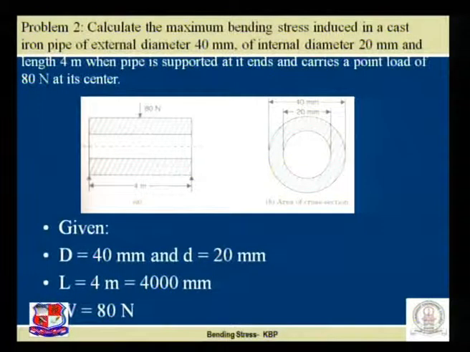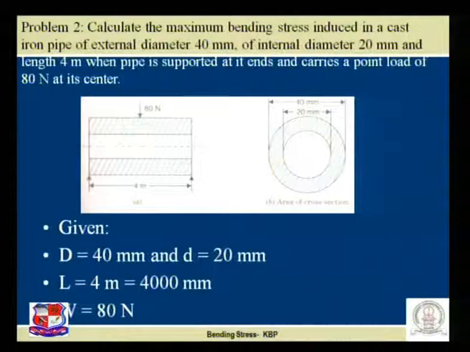Now what is the value of I? The value of I for a hollow circular section is pi by 64 times capital D raised to 4 minus small d raised to 4. Very fine. So we can also find out the value of I. So M over I is equal to F over Y. We found out the two terms.